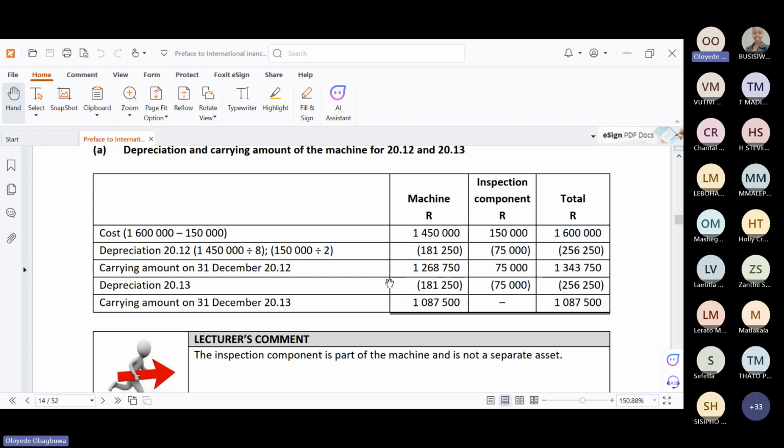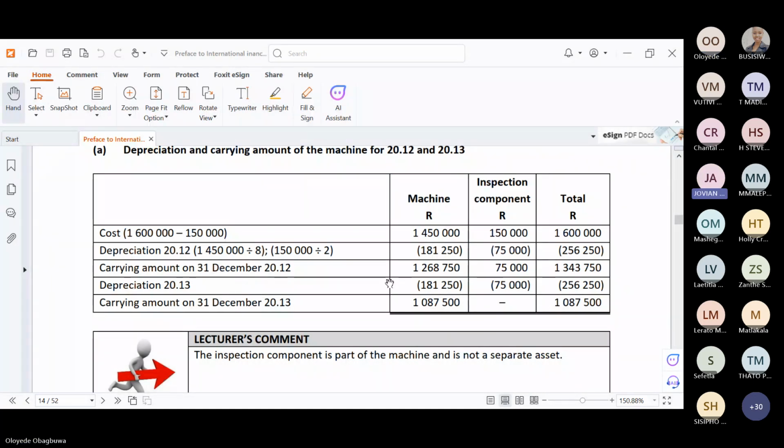You see the lecturer's comment here. I said the inspection component is part of the machine and it's not a separate asset. You separated it for easier calculation, to make it easier for you to determine the right calculations. Okay. Any question? Are we okay up to now? We are fine. For a question, Doctor.